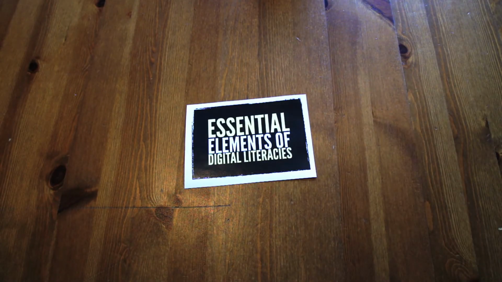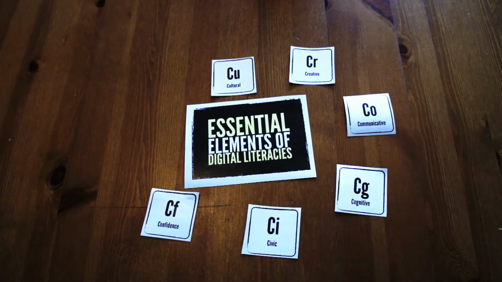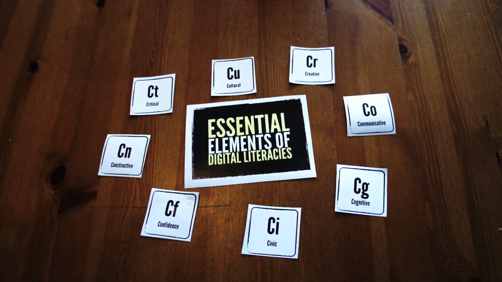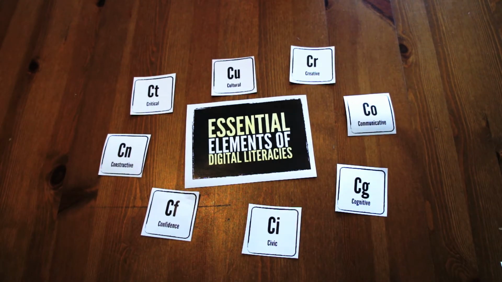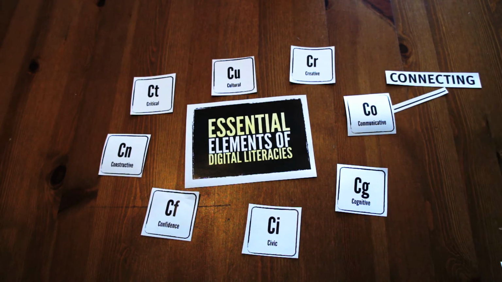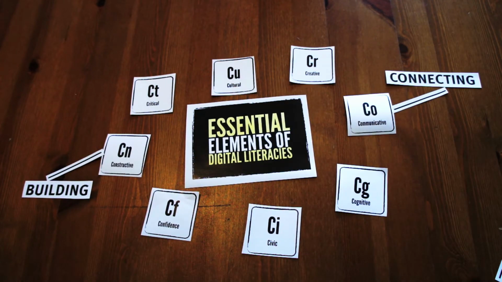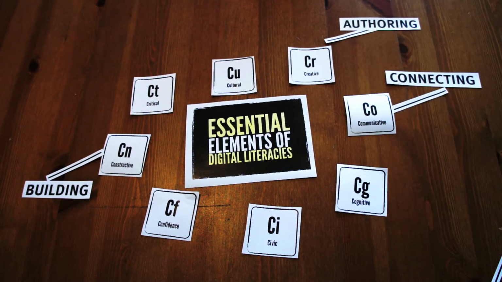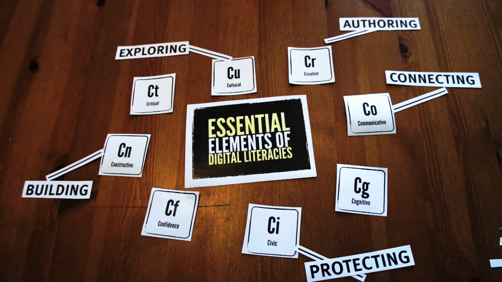So in my thesis, I identified 8 essential elements of digital literacies: the cultural and the creative, and the communicative, and the cognitive, and the civic, and the confident, and the constructive, and the critical. And that was after a literature review, and I'd come up with those things as being important if you were thinking about defining digital literacies. So now when we come to web literacies with Mozilla, we've kind of defined 5 different elements of web literacies. So connecting, and building, and authoring, and exploring, and also protecting as well.